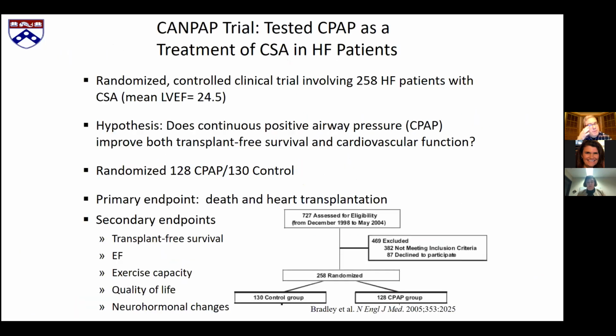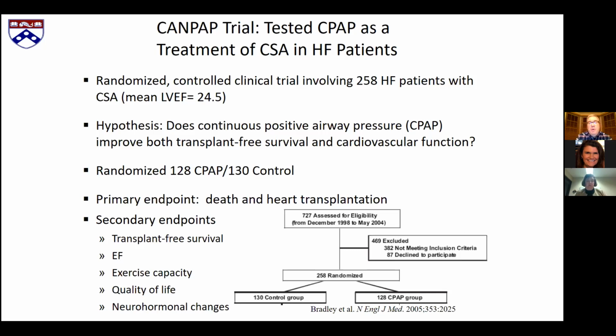Now, what about treatment of central sleep apnea? Well, we're fortunate in that there's a series of clinical trials. What we're not so fortunate about is that the trials didn't always answer the questions the way we expected. So this is the CANPAP trial. It was a randomized controlled clinical trial that involved 258 heart failure patients with central sleep apnea. And they were treated with either CPAP or control.